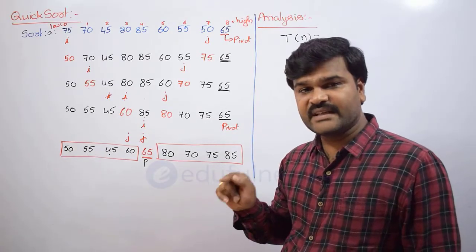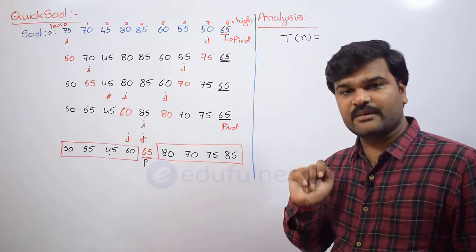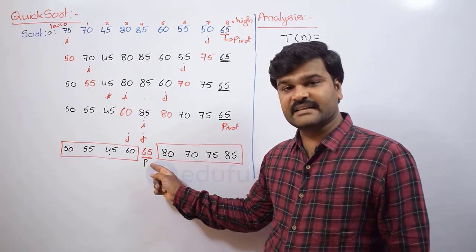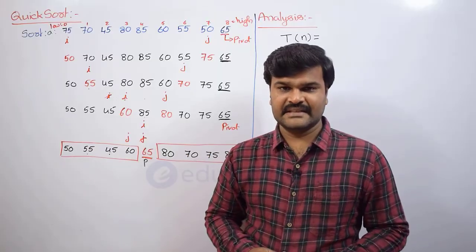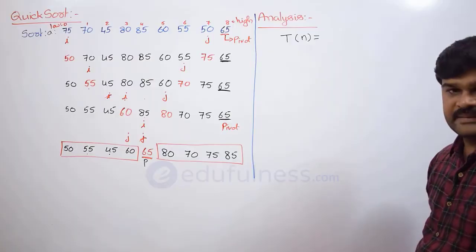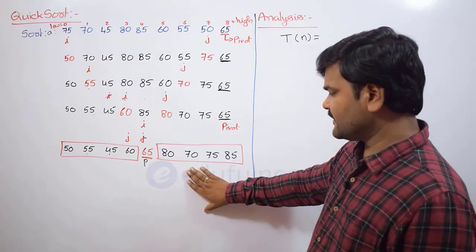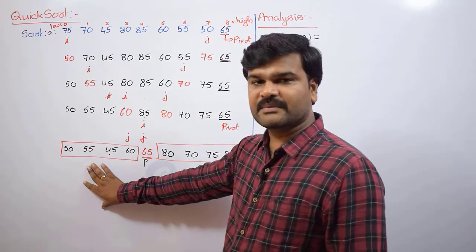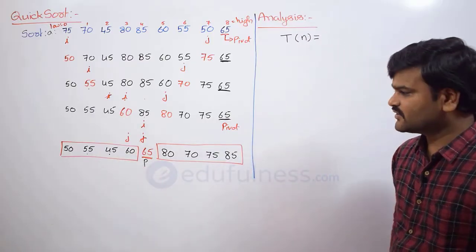That means step 1 is placing the pivot element in its proper position in ascending order. First you have to tell how much time that takes, and after that the time complexity of this subproblem and of this subproblem. That is very simple.